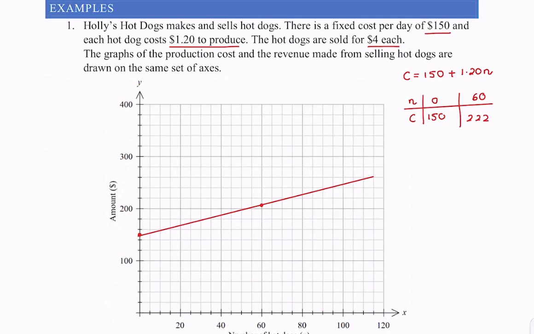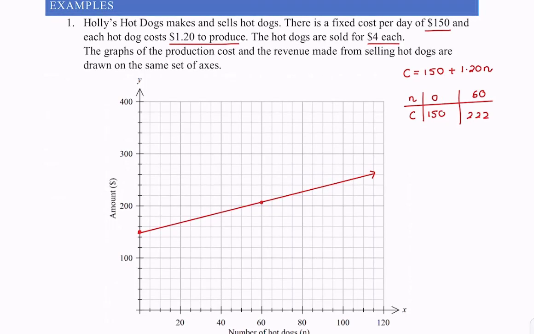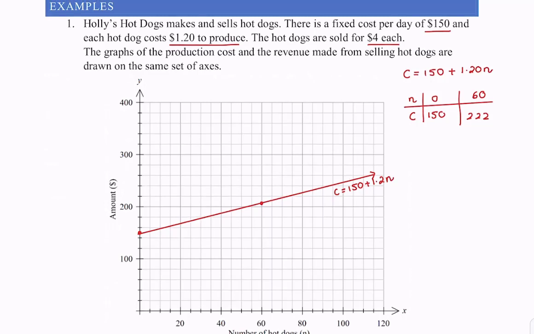As you can see, I've now drawn this graph. I'm going to put an arrow because it does continue. And on my graph, I'm going to write down what it is. This is C equals 150 plus 1.20N. So now we're going to do this all again with revenue. Revenue is how much I actually make, and it is given by how much I sell each hot dog for. I sell each hot dog for $4 and I'm going to sell N hot dogs. So our revenue equals 4N.